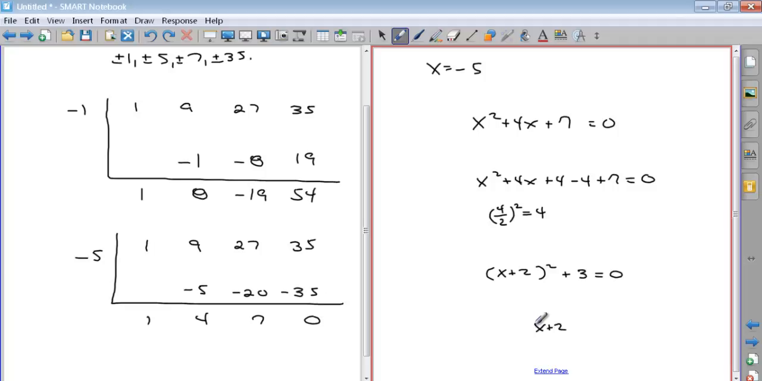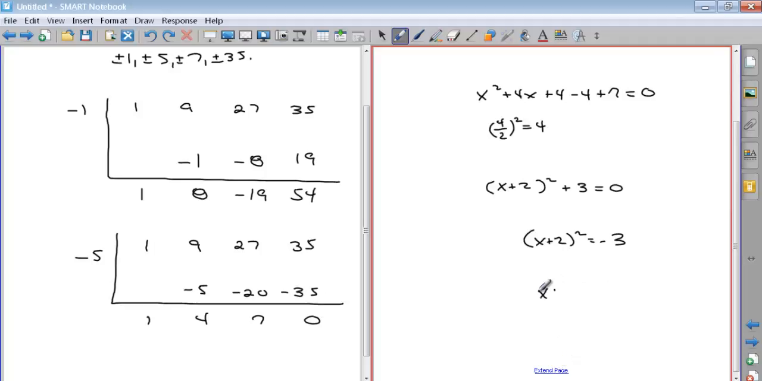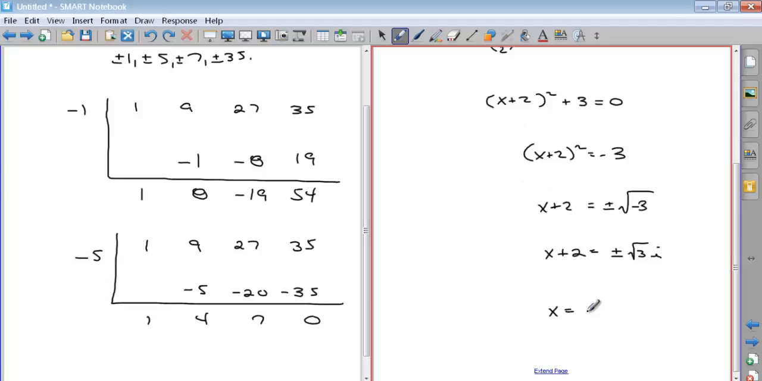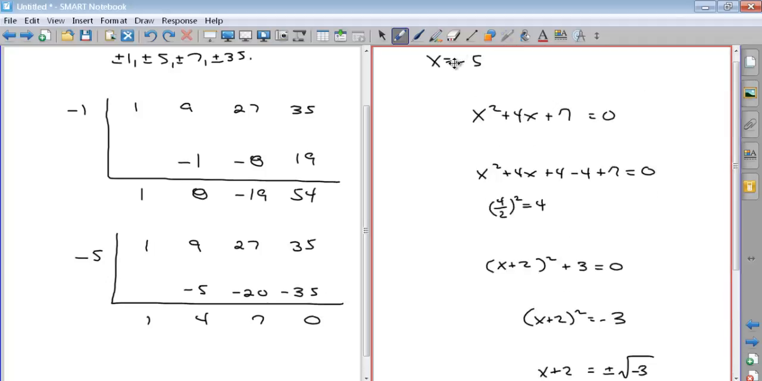So then you subtract 3 from both sides, take the square root, so you get x plus 2 is equal to plus or minus the square root of negative 3, and we replace that with the corresponding i. So it's plus or minus the square root of 3 i. And then finally subtract 2 from both sides, so you get negative 2 plus or minus the square root of 3 i. So there's two solutions, and the third solution is this one. So again, there's only one x-intercept because there's only one real 0.